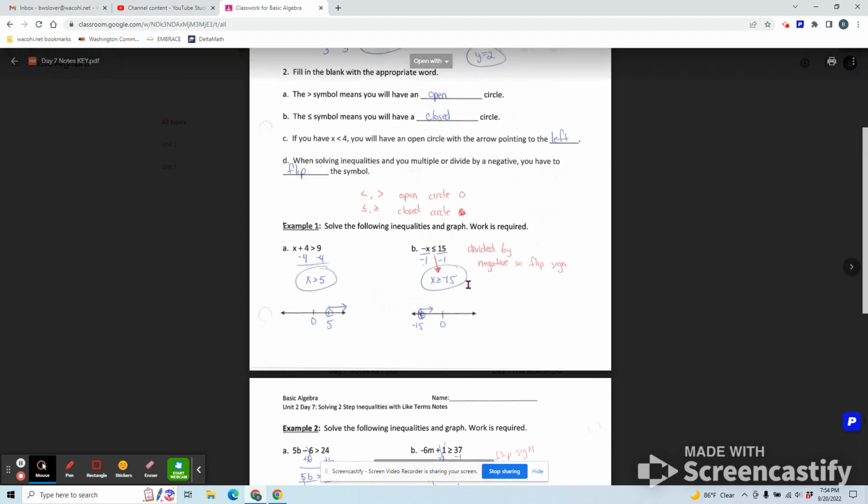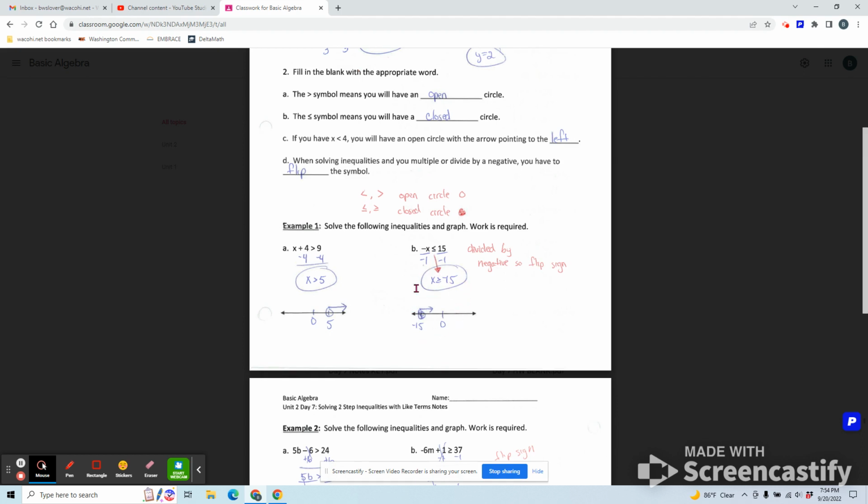Letter B says negative x is less than or equal to negative 15. Well, we've seen this before. Negative x is really saying negative 1 times x. So to undo that multiplication, we need to divide. So we're dividing both sides by negative 1. But notice in red over here, I said we divided by a negative, so we got to flip that sign. So it went from less than or equal to greater than or equal to.